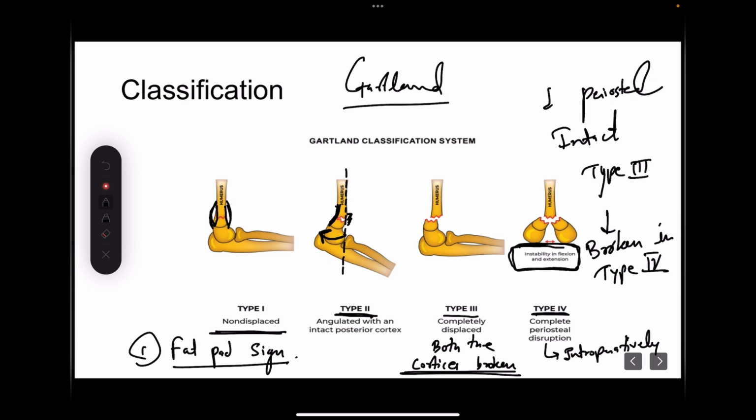Type 4 supracondylar humerus fracture is the one where both the cortices are broken, and along with both the cortices, both the periosteal sleeves are also broken. But in the type 3 fracture, one periosteal sleeve is left intact, so that some stability is there and the fragment is not freely moving intraoperatively. So reduction and fixation of type 3 fracture is comparatively easier as compared to the type 4.